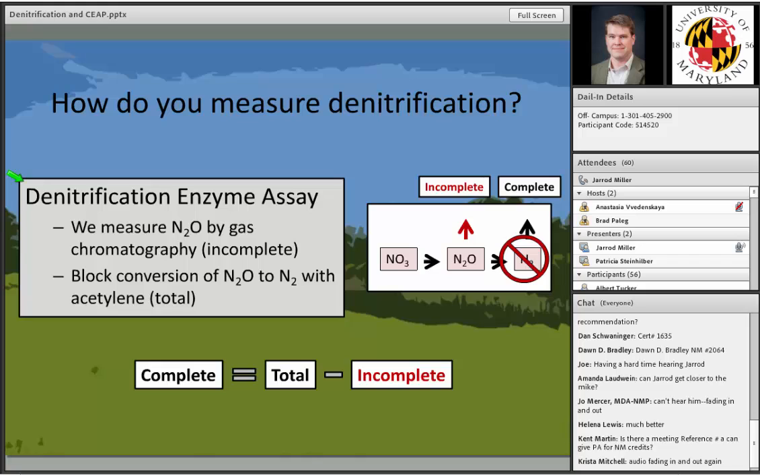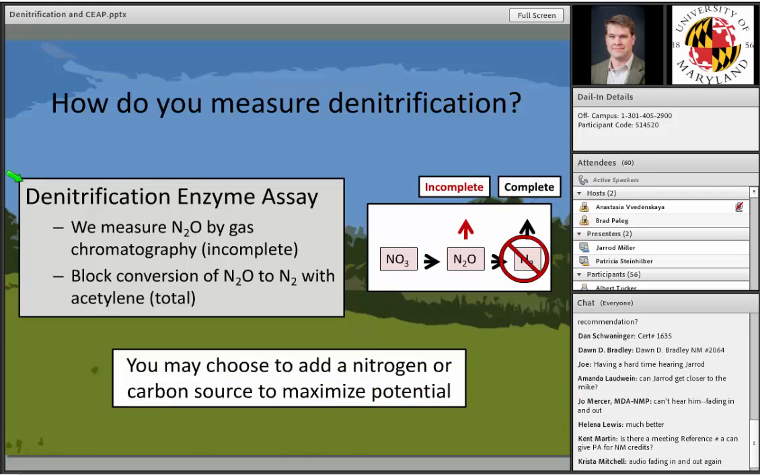You can choose to add nitrogen or carbon as a source to maximize potential, because this is just a potential in a soil. It doesn't mean it's actually happening when we measure this. Because nitrate's important, you'll want to know, well, if more nitrate comes into the soil through runoff or through fertilizer additions, will that increase DEA? And the same thing, if we add more carbon, will that increase DEA? So you can add those in your experiments.